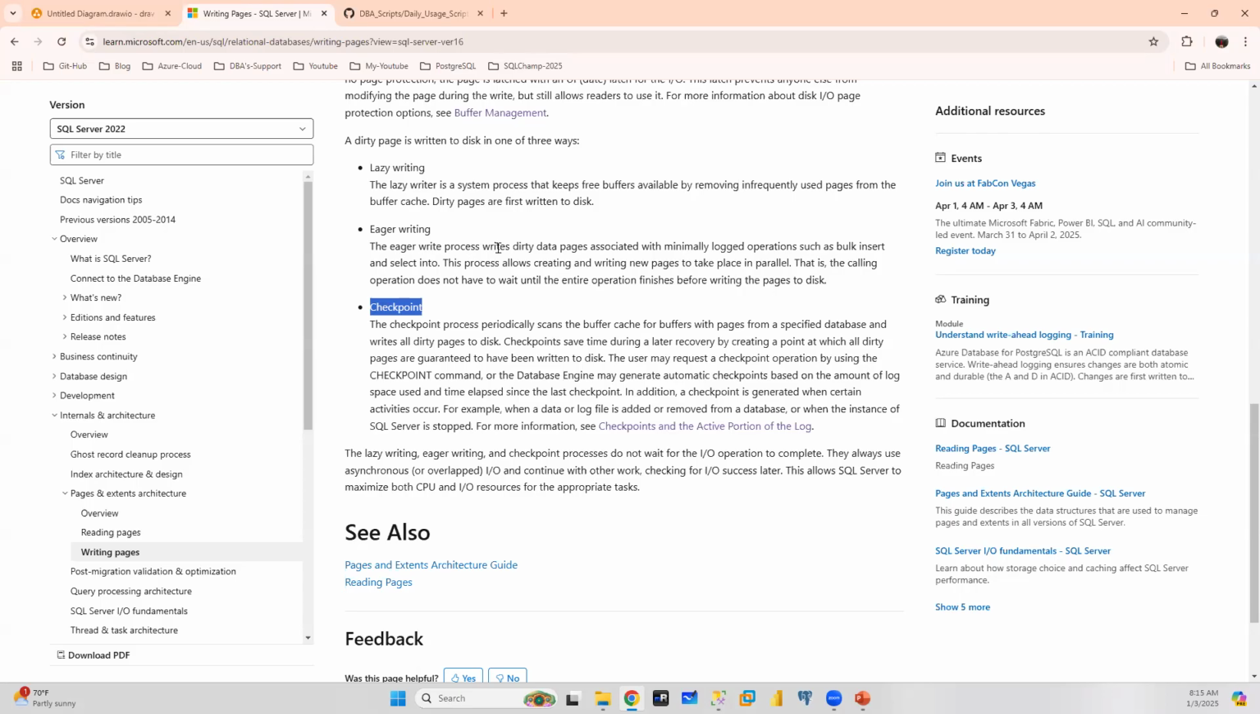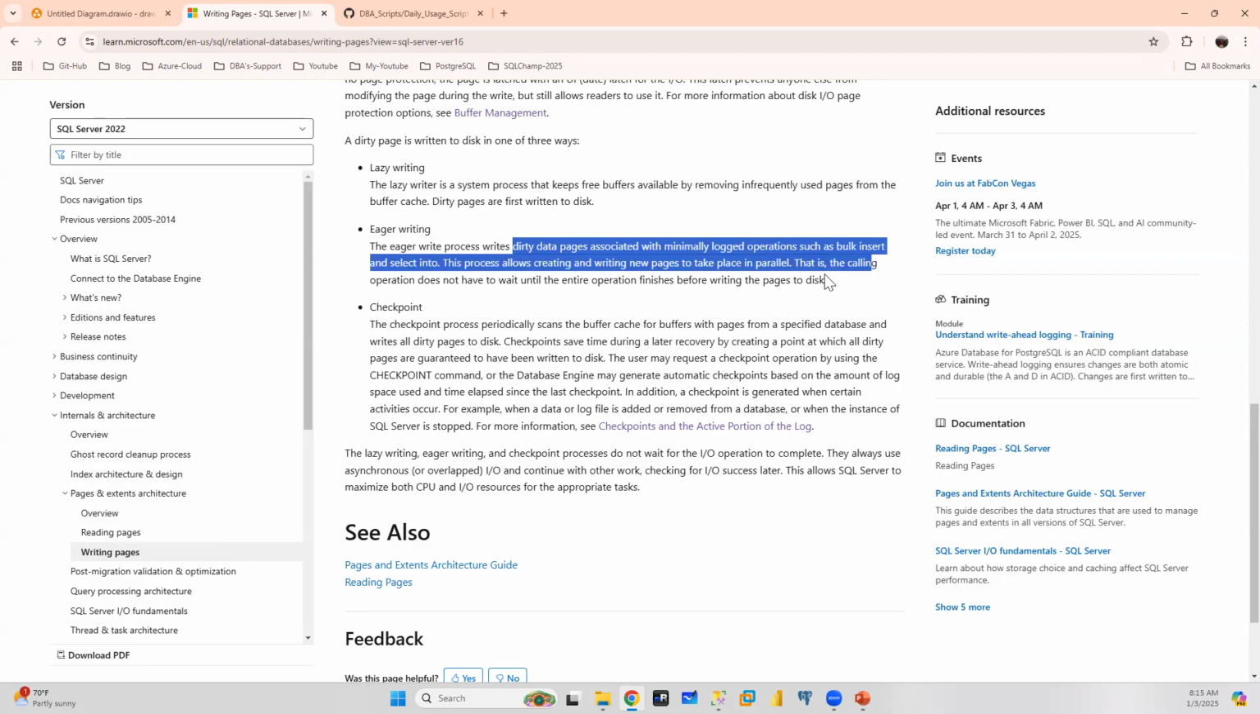The eager writer process writes the dirty pages associated with the minimally logged operations such as bulk insert and select into. This process allows the creating and writing of new pages to take place in parallel.